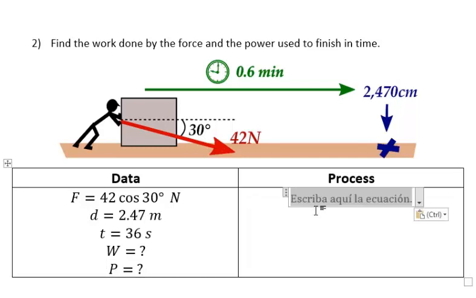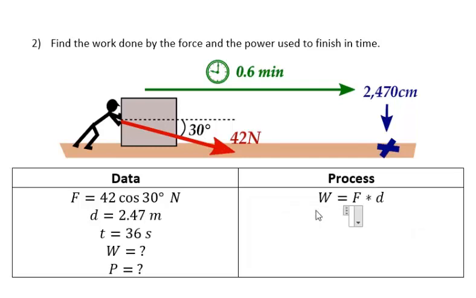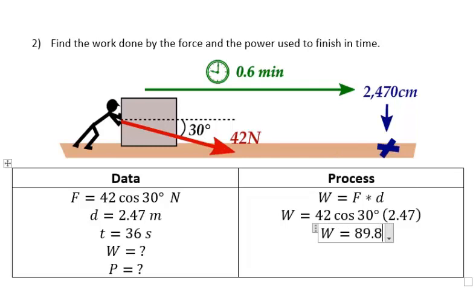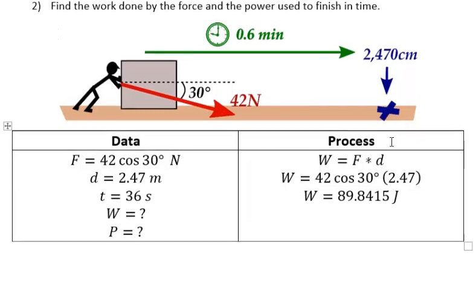So let's put the formulas. Work equals force times distance, right? So work equals, the force is 42 cosine of 30 degrees, times the distance, which is 2.47 meters. That will give me a work of 89.8415 if I round it, joules. Remember, the unit of work is joules.